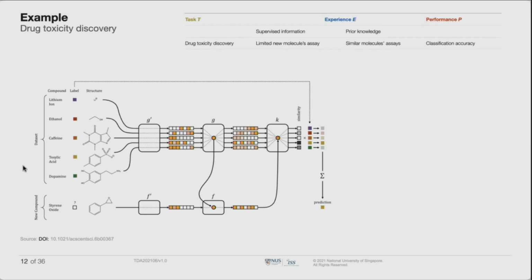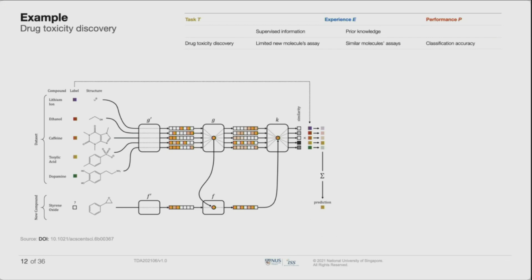In the figure, you can see that there are 6 inputs to the AI model. The first 5 inputs are molecules with known behavior. And the last one, styrene oxide, we do not know its behavior. In order to predict the behavior of styrene oxide, we need to provide 5 molecules with their corresponding supervised information to the AI. The AI will make a judgment and decide what behavior styrene oxide will be among the 5 given behaviors. So here is the output from the model.